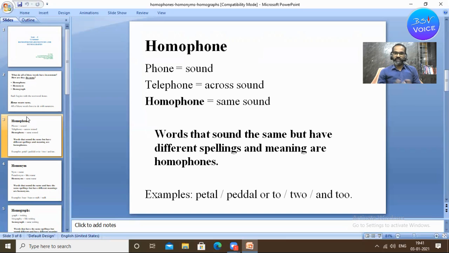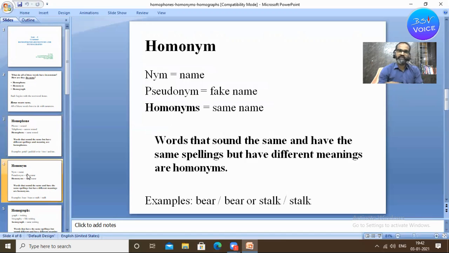For example, petal and pedal, or two, too, and to. Petal and pedal sound similar, but the meaning is different. Two means the number two, and too means much or more. So in a homophone only the sound is the same, the spelling is different, and the meaning is different. That's called homophone.